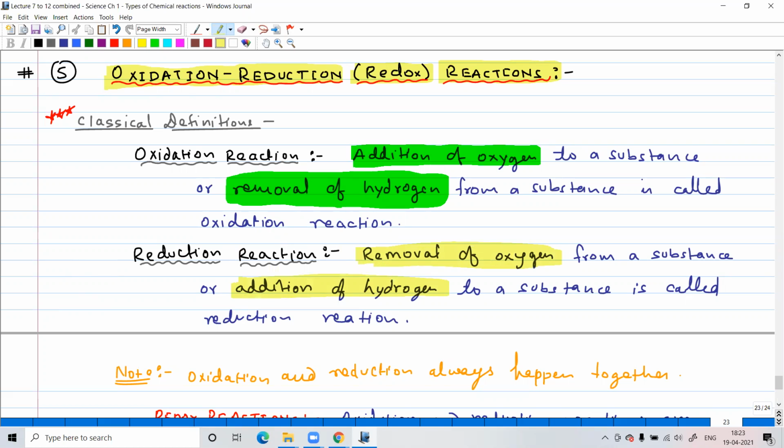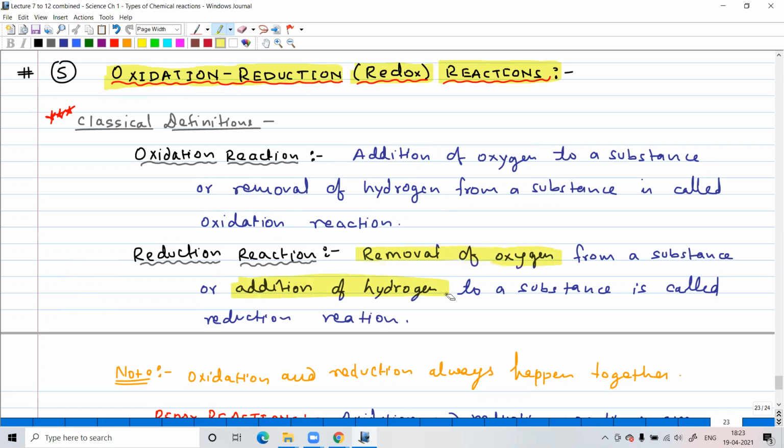So I want everyone to read this definition on your own and tell me if you understand this. All of you read this on your own.